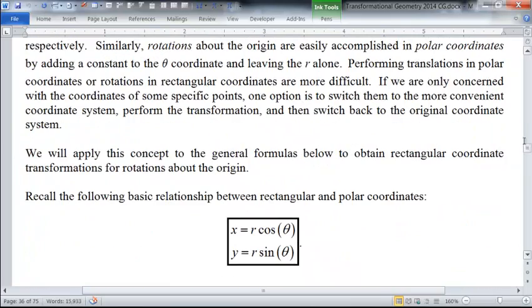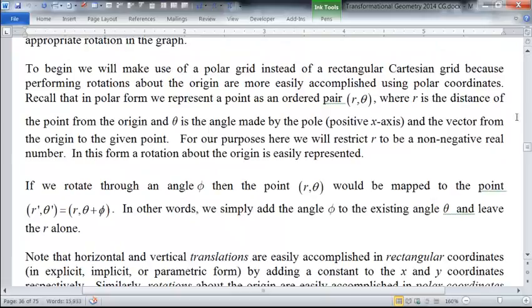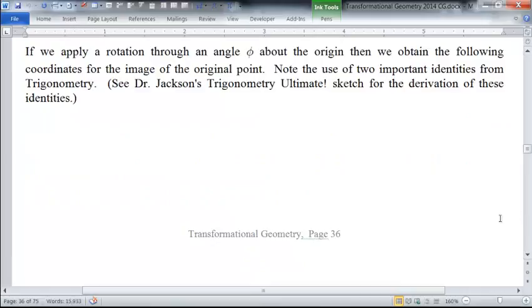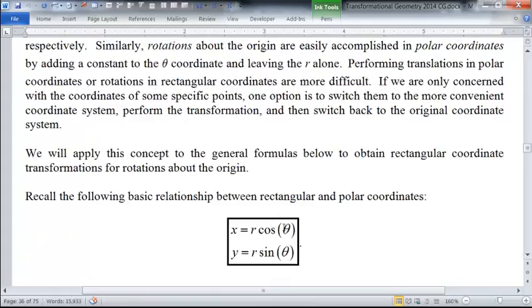So it's very easy to do that. The new r prime is the old r, and the new theta prime is the old theta plus phi. Okay, now remember we have the basic relationship that x equals r cosine theta and y equals r sine theta, which is our basic connection between the rectangular and polar coordinates. So if we want to see what happens in rectangular coordinates with translation-like transformations, we can apply this.